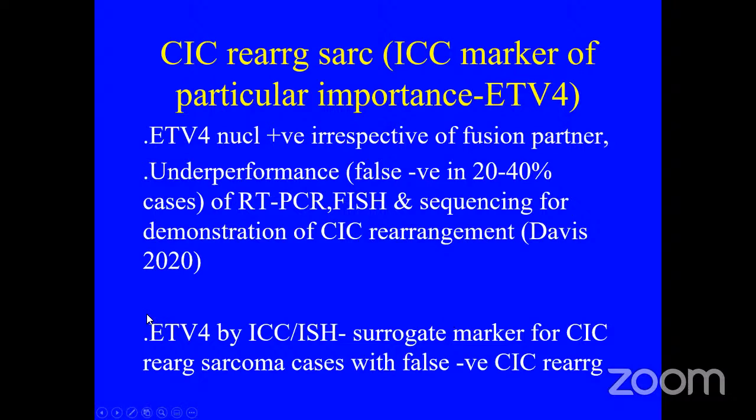ETV4 is also important because, as far as demonstration of genetic marker by these tests is concerned, there can be underperformance of these tests, and you might get a false negative result in as many as 20 to 40% of cases of CIC-rearranged sarcoma. So in these types of cases, demonstration of ETV4 is almost like demonstrating a surrogate marker for the genetic marker of CIC-rearranged sarcoma. So ETV4 is very important from that point of view.